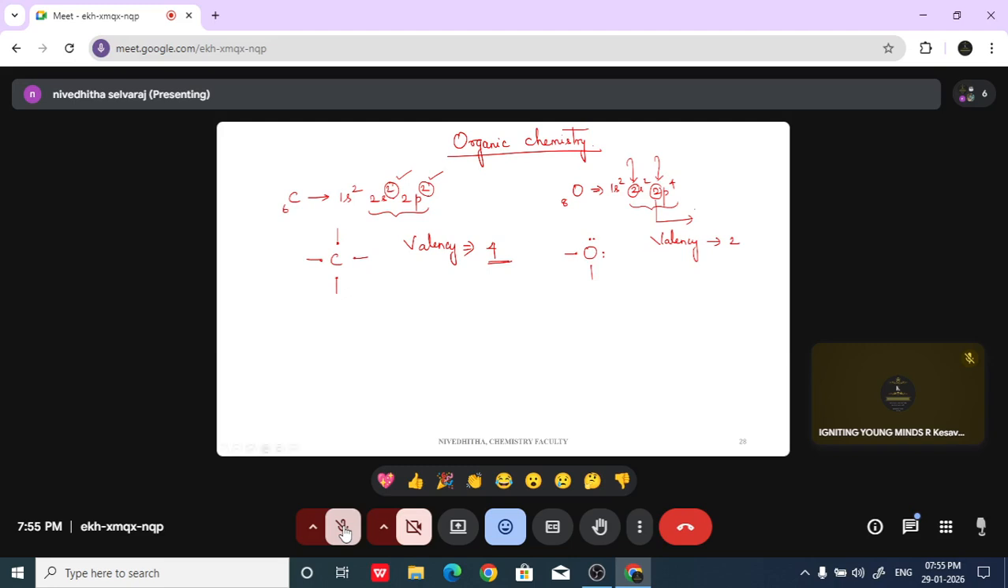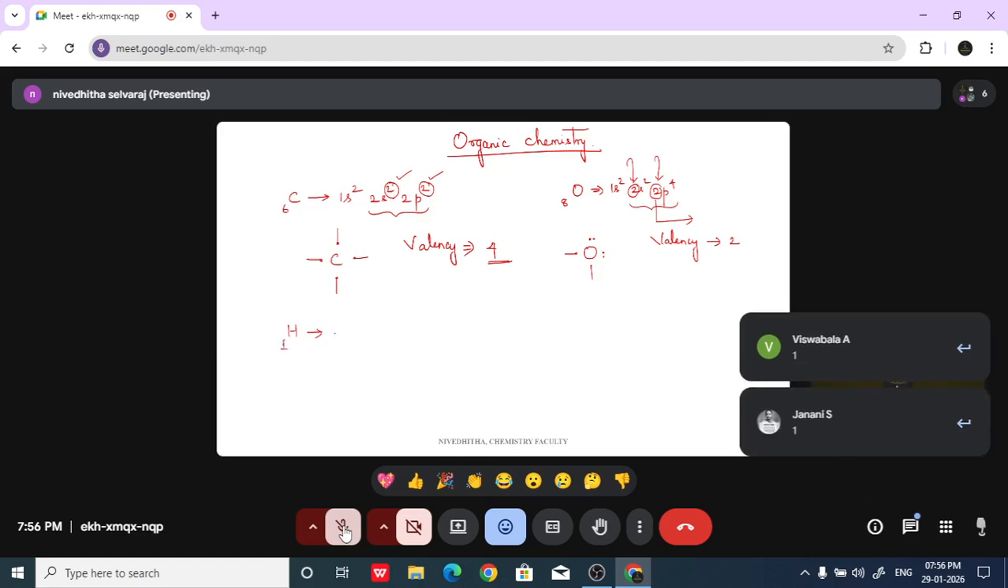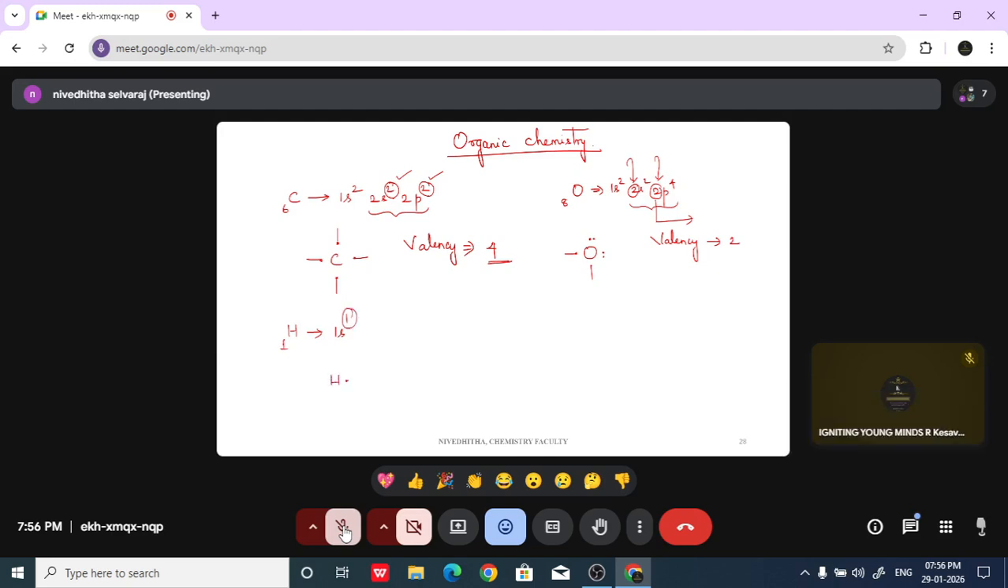Okay, this is how we have to find the valency or the combining capacity of any atom. Could you please tell the valency of a hydrogen atom? How many chemical bonds can this hydrogen atom form? Yes, 1, because the atomic number of hydrogen is 1 and the electronic configuration is 1s1, and the only electron in the valency shell is 1. So hydrogen can form only one chemical bond.